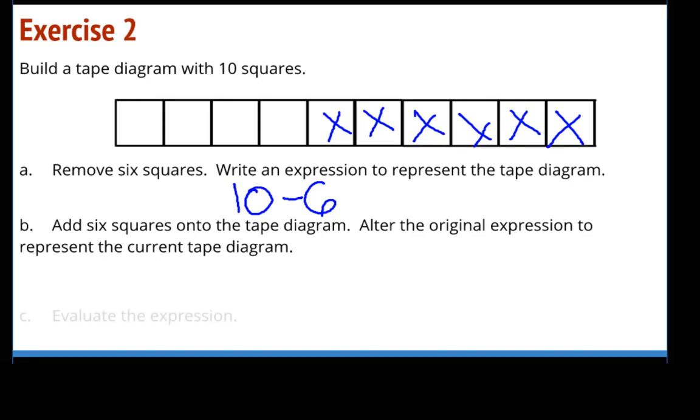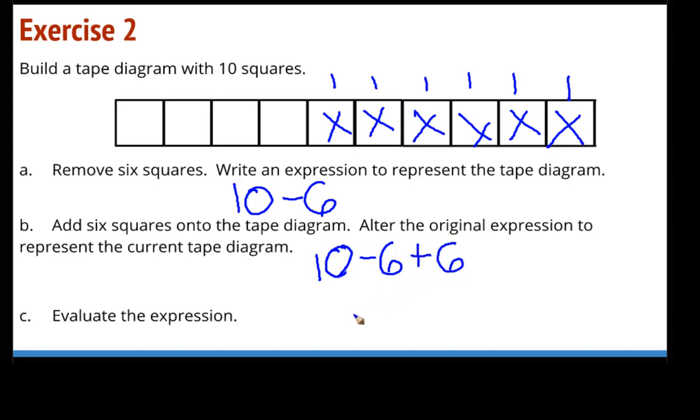So I'm just going to turn right around and put these back in here. 1, 2, 3, 4, 5, 6. Bring them back on. Then alter my original expression here, 10. That should be a minus. Quick correction here. So 10, took away 6, added 6 back in, and when I'm done evaluating, I'm right back at the 10 that I started with.